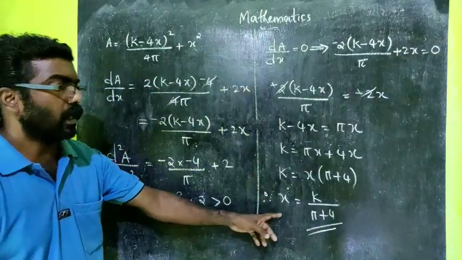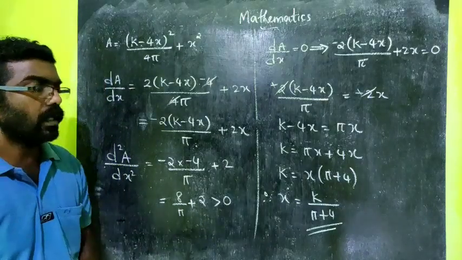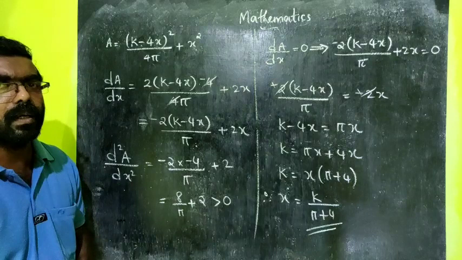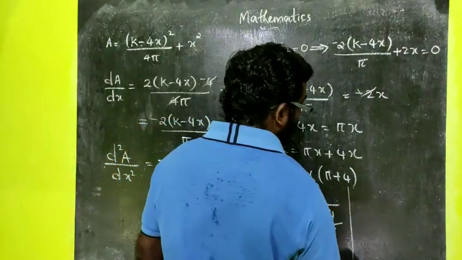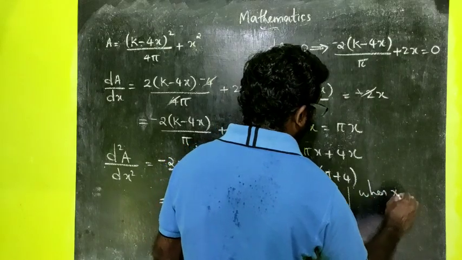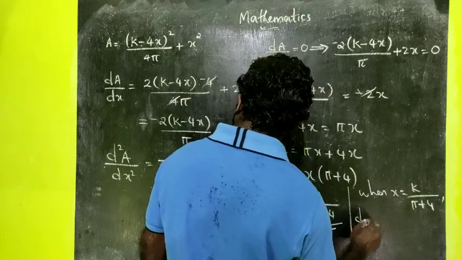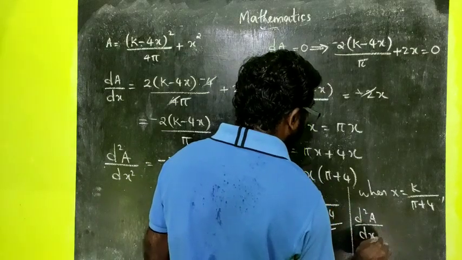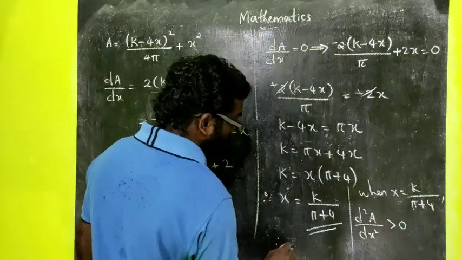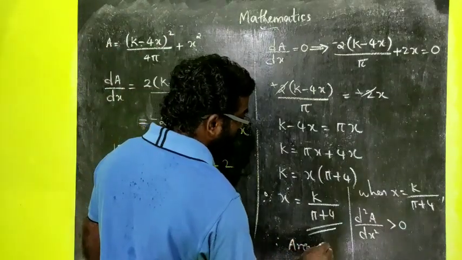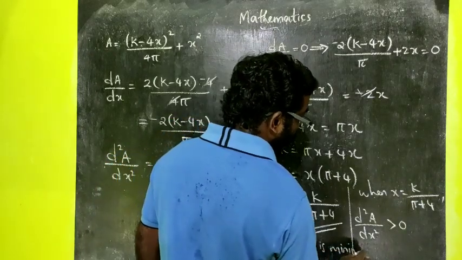Okay, and when x equals k by (π plus 4), d²A by dx² is greater than 0, since there is no term involving x, and clearly it is a positive quantity. Okay, so when x equals k by (π plus 4), d²A by dx² is greater than 0. Therefore, what we can conclude? Therefore, the area is minimum when x equals k by (π plus 4).